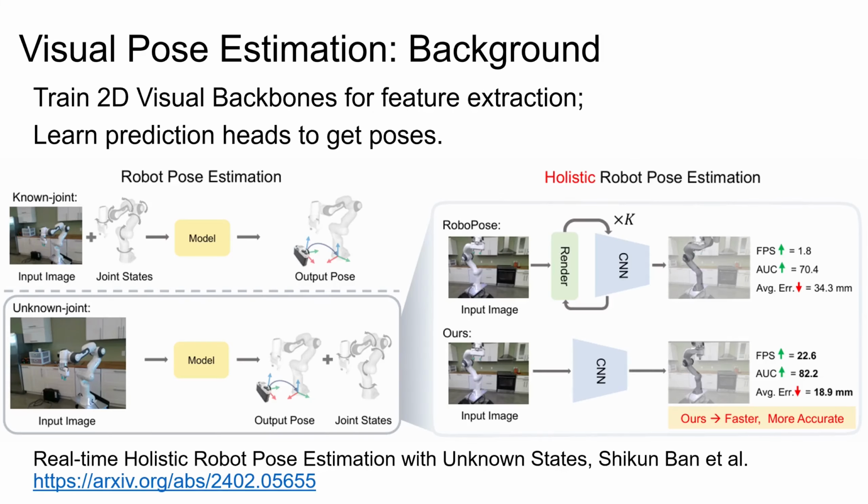Visual pose estimation is an important research problem, and many papers have explored using deep learning models in computer vision. Some classical work trains a network based on 2D visual backbones and applies prediction heads on the extracted features to get the poses, that is, camera pose and joint angles. They achieve stable and reasonable results on most cases.